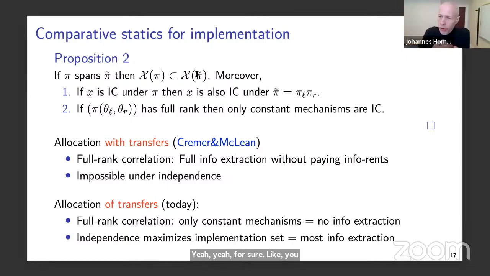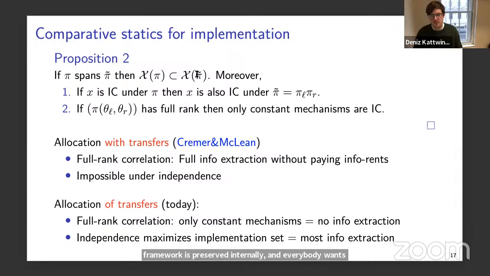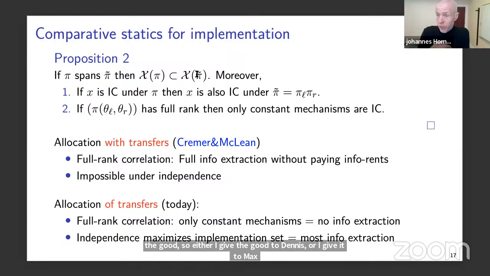But sorry, just to interject again, except for the transfers, the zero sum aspect, as Deniz was emphasizing, given that the intensity is irrelevant in his framework, is preserved in Cramer-MacLean. Everybody wants the good, right? So either I give the good to Deniz or I give it to Max. In that sense, it is zero sum if it wasn't for the transfers, right? So Deniz's framework is exactly Kremer-MacLean without the transfers. Because once you subtract the transfers, Kremer-MacLean is zero sum.